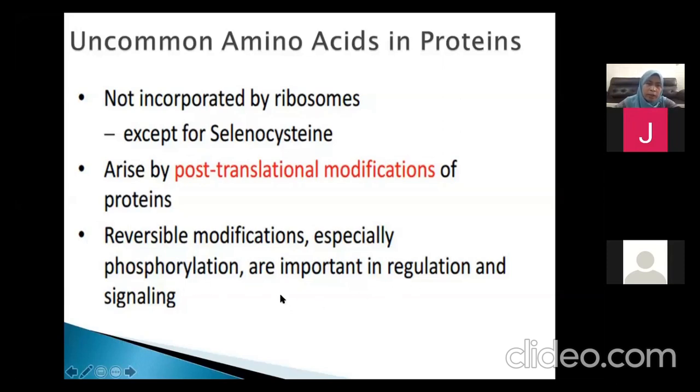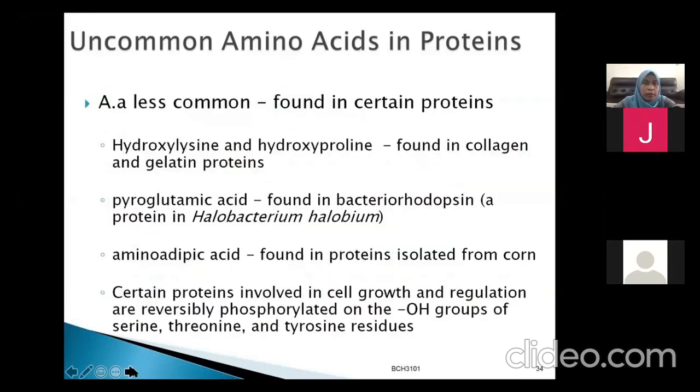There are many reasons why we need all this modification, but some of them are reversible. So we have less common amino acids found in certain proteins, like hydroxylysine and hydroxyproline. These two amino acids are found in collagen and gelatin protein. Hydroxylysine basically is from lysine, hydroxyproline basically from proline.